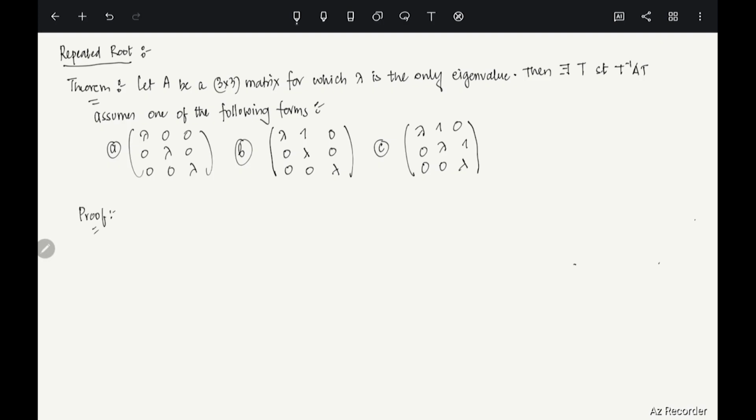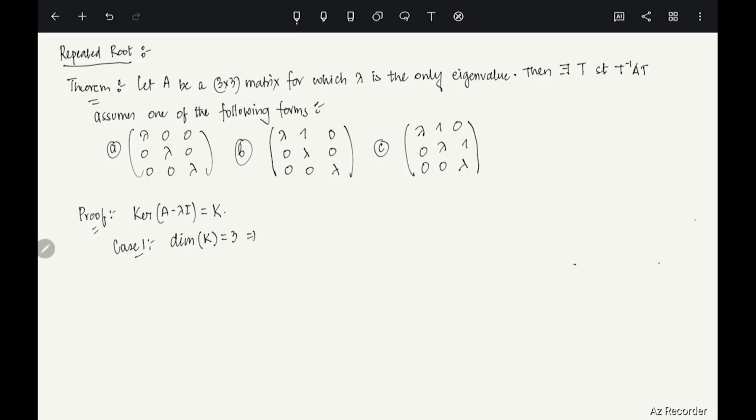Now if you see, it all depends on basically the kernel, right? So let's define the kernel of A minus lambda I, let's just call it K, clear? If we call that K and the dimension of K is 3, let's say, okay? So case 1, the dimension of K is 3, clear?